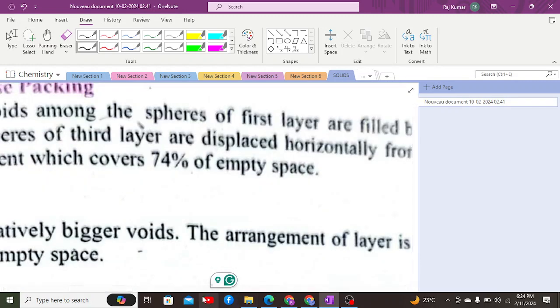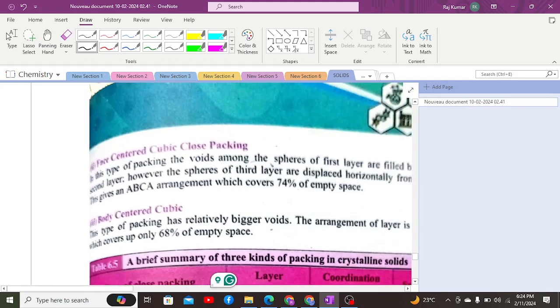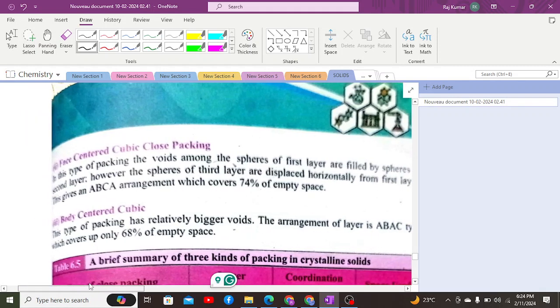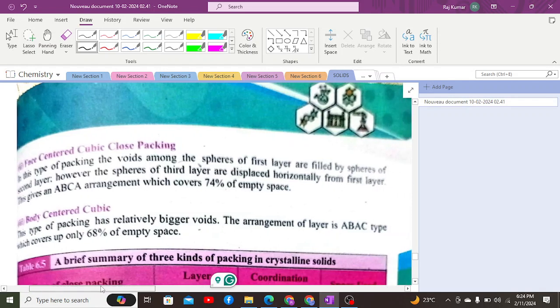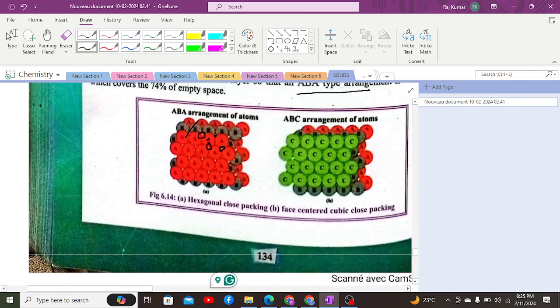Another type of structure explained here is face-centered cubic close packing, in which the voids among the spheres of the first layer are filled by spheres of the second layer, however the spheres of the third layer are displaced horizontally from the first layer. This gives an ABCA arrangement, such that there is a first layer, after which there is a second layer, a third layer, and the fourth layer would be the same as, or horizontally displaced from, the first layer, which covers 74% of the space. Now these are mathematically derived.